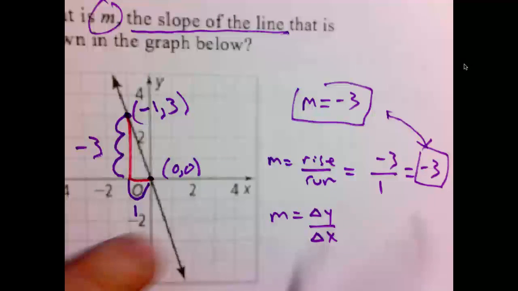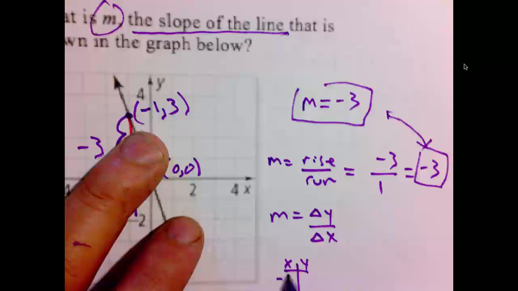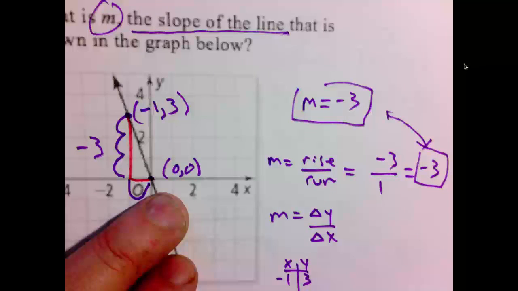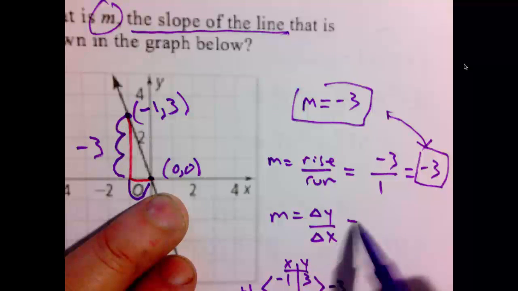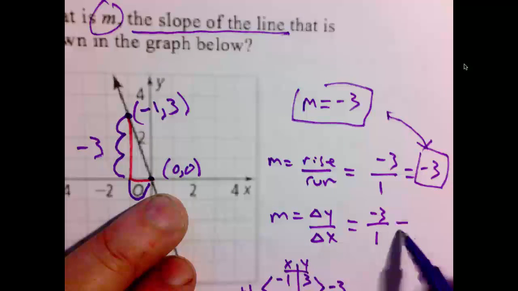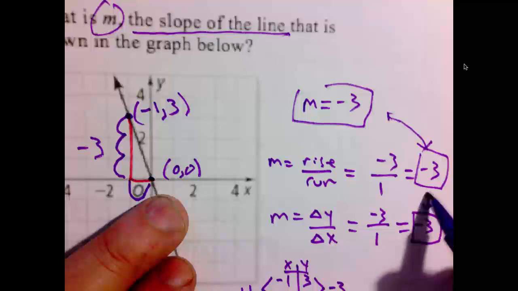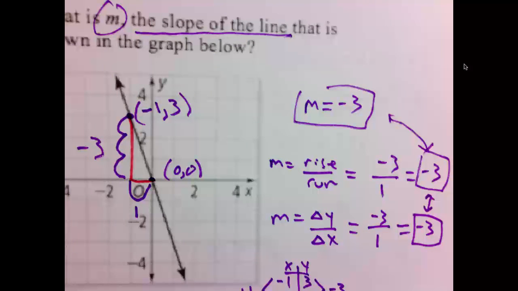Okay, looking at a table here. -1 to 3, 0 to 0. From -1 to 0, that's adding 1. From 3 to 0, that's subtracting 3. -3 divided by 1. Again, -3. Same as these others. Alright.